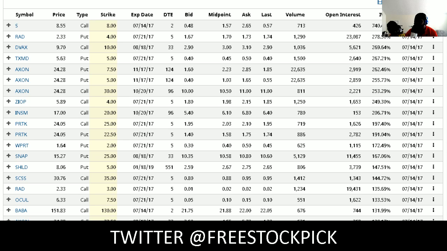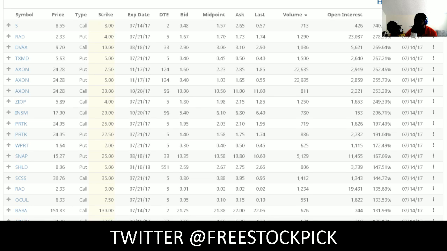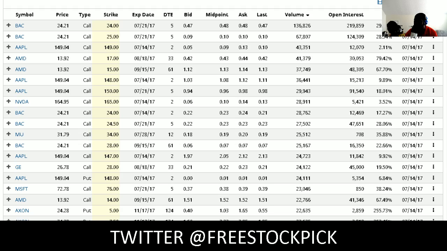So at the end of the day, let's go back and look at volume, because that's still the most important thing. So let's go ahead and look up volume here. And as you can see, now we're looking at what the market is excited about right now. Bank of America, almost 136,000 contracts being written on this Bank of America option at $24. So there's the strike price.